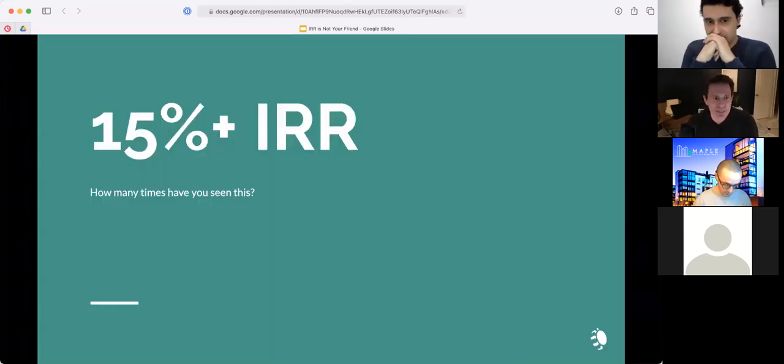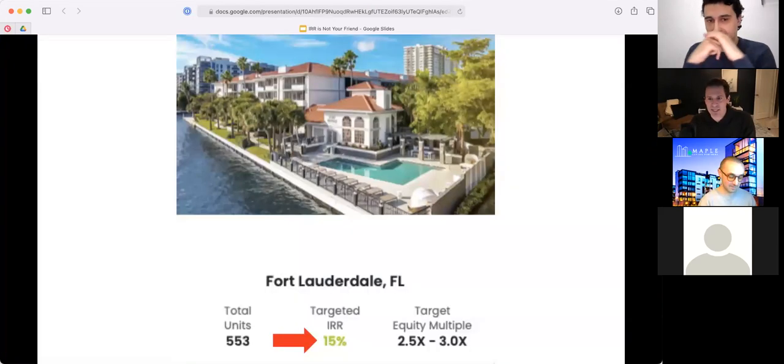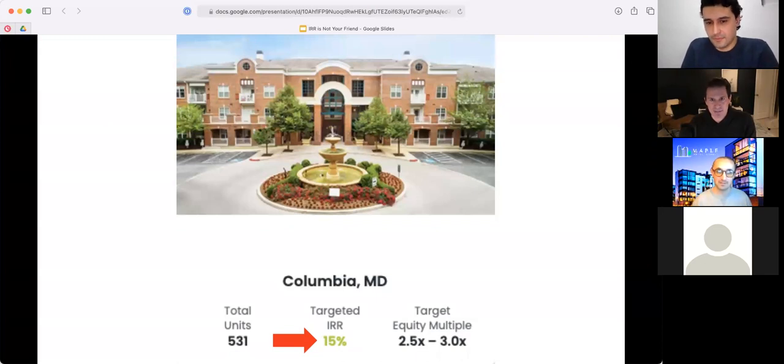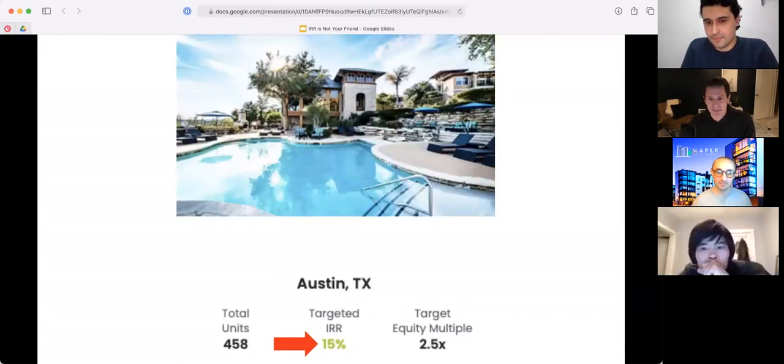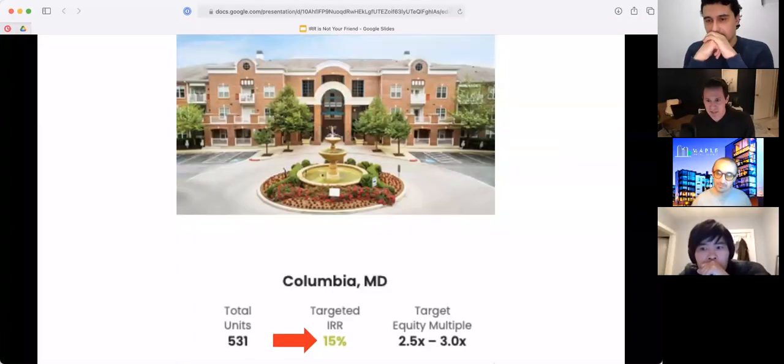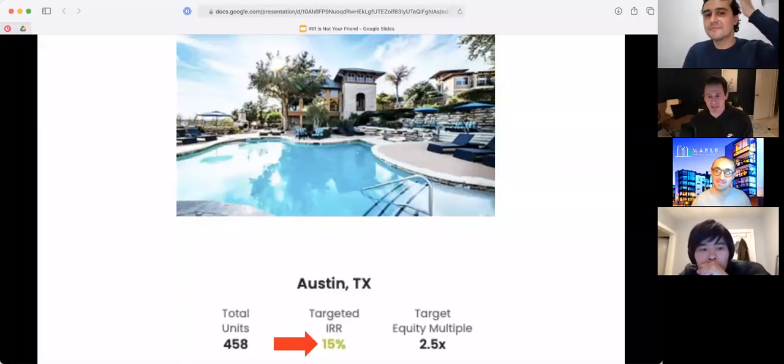Let me lead off with a question: how many times have you seen this? Doesn't it seem like every single multifamily syndication deal is going to trot out 15% IRR plus or minus, a very small range? I went online and looked at some that publicize their deals. We've got a really nice property in Fort Lauderdale, 15% IRR. Columbia, Maryland, 15% IRR. Austin, Texas, 15% IRR. Besides the fact that apparently if you have a pool, you get 15% IRR, there doesn't seem to be any similarity between these properties, right? They're all very, very nice.